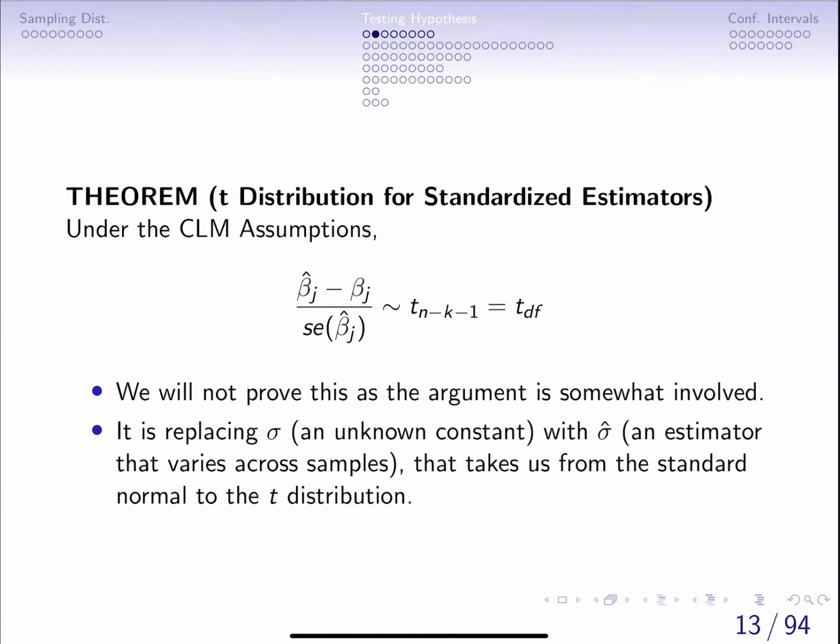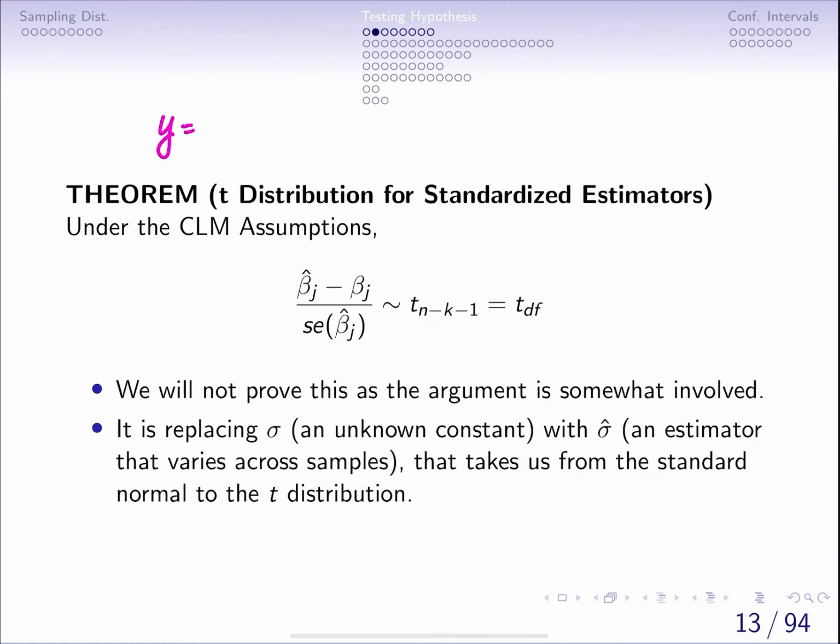In this video, we'll talk about testing hypotheses about a single population parameter, or in other words, how do we go about conducting a t-test. So now recall that we could write the population model as the following. So we were trying to explain the variation in y using a bunch of explanatory variables.